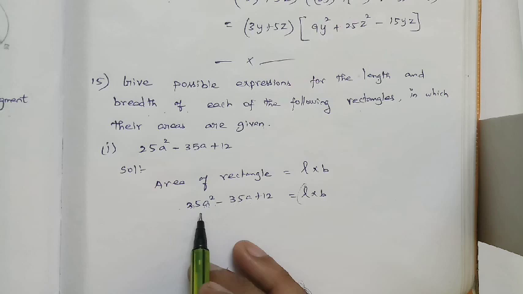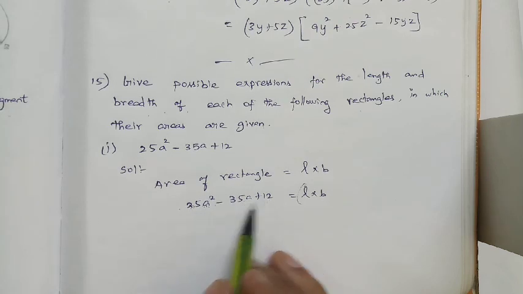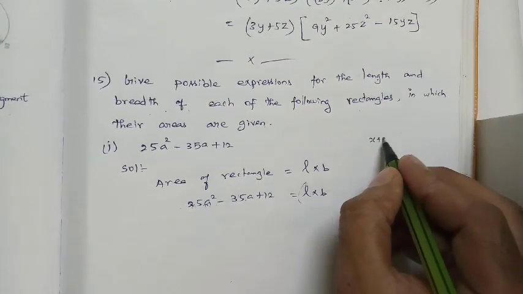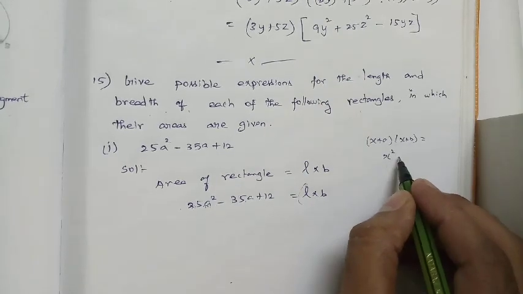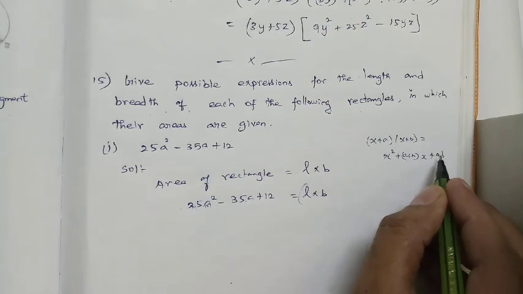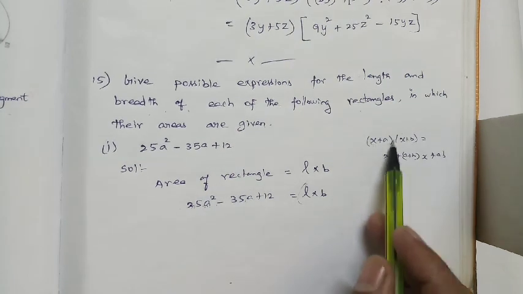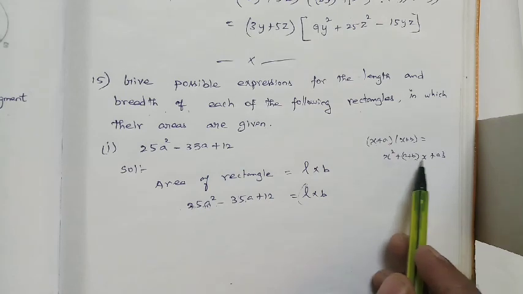Suppose the first term is a square term, next an x term, next a constant term. Likewise, if it is so, then identity 4, that is x plus a into x plus b, is equal to x square plus a plus b into x plus ab. That identity is suitable. X plus a into x plus b are the factors; while multiplying, we get x square plus a plus b of x plus ab.